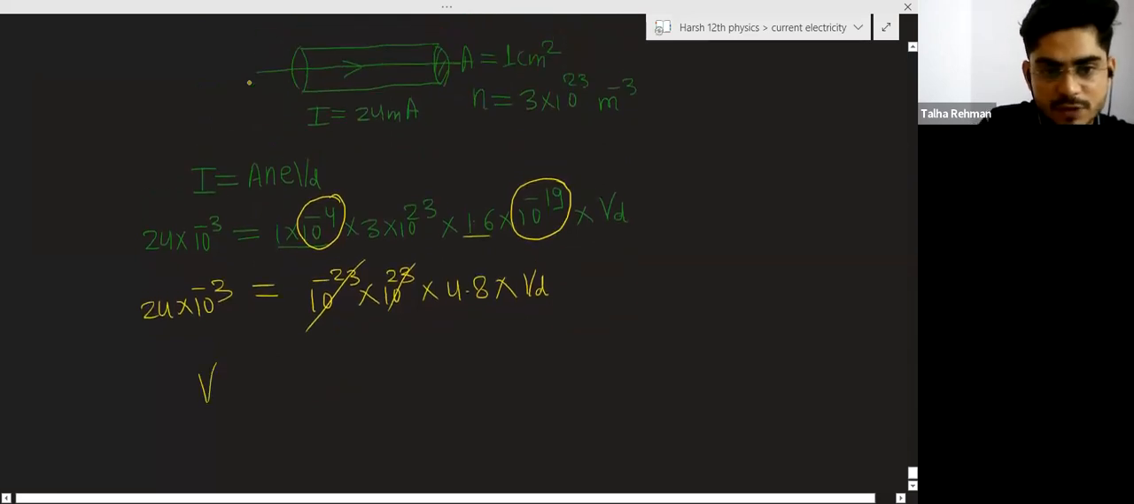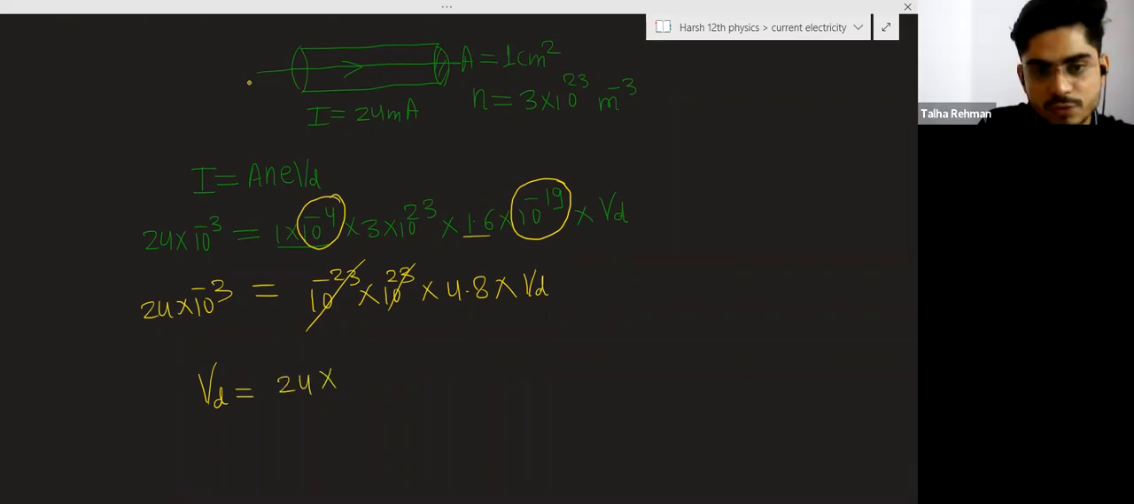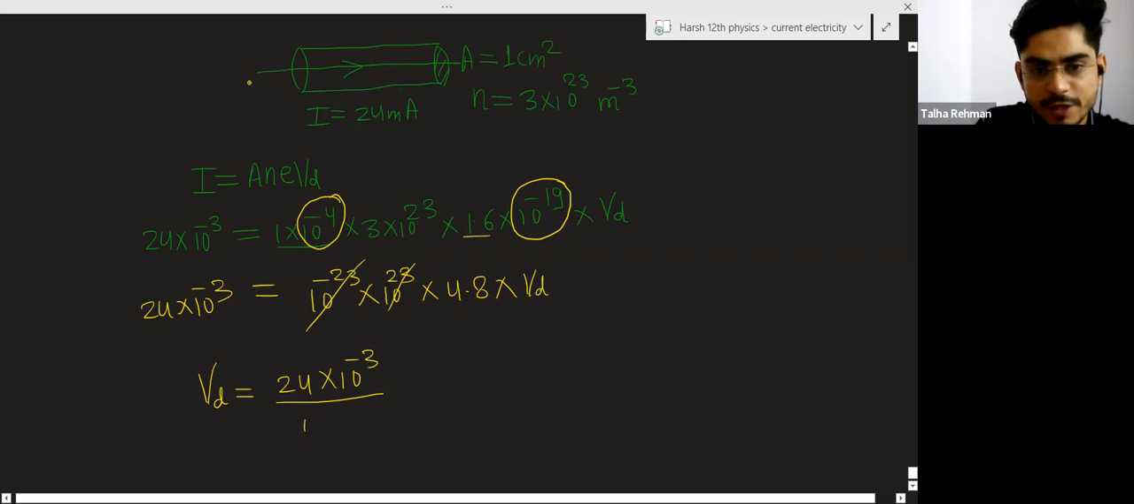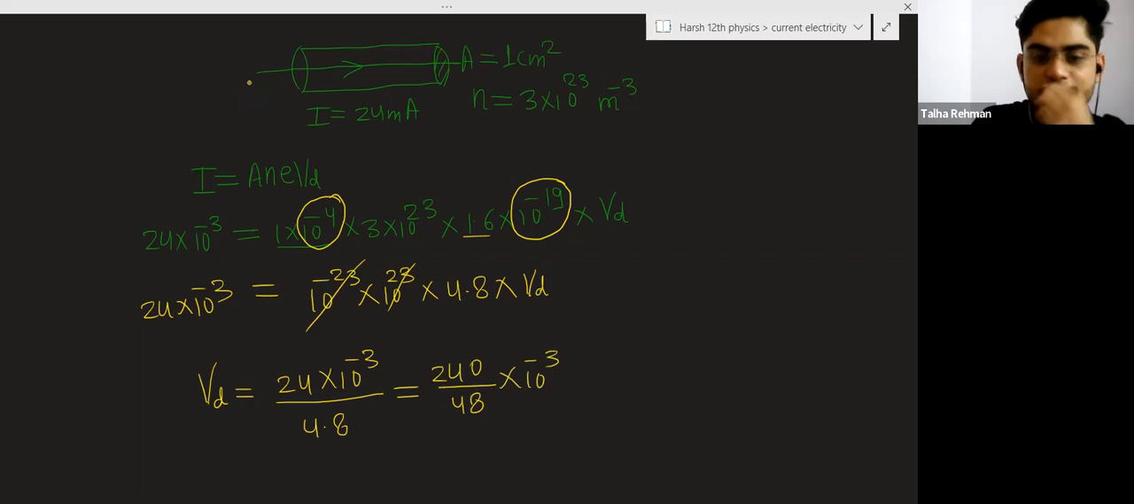And you have a drift velocity of 24 into 10 to the power minus 3. And this will become 4.8. Okay. Now, when you solve this and remove this point, you will get 240, 48 into 10 to the power minus 3. Now you can cancel this with the 12.